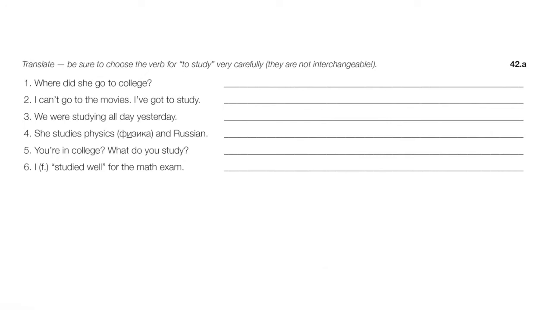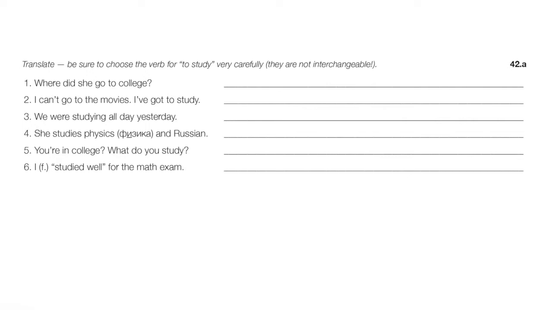5, you're in college, what do you study? In college, we don't need to translate that word for word. The idiom in Russian would be: ты учишься, you're a student, you study. Что ты изучаешь? What do you study? Again, I'm using ты there. That would be an informal exchange. Что ты изучаешь? 6, I studied well for the math exam, meaning I prepared myself well for the math exam, right?